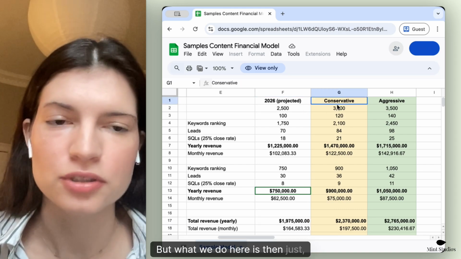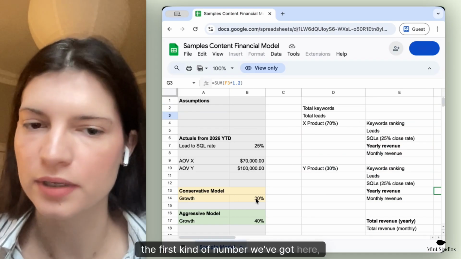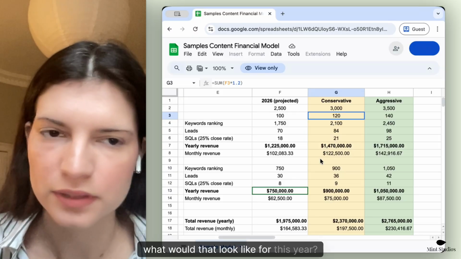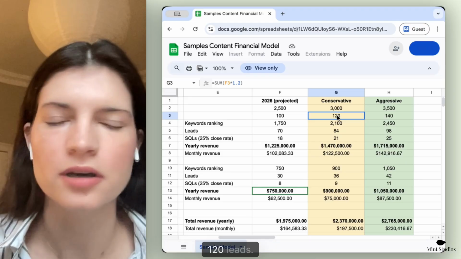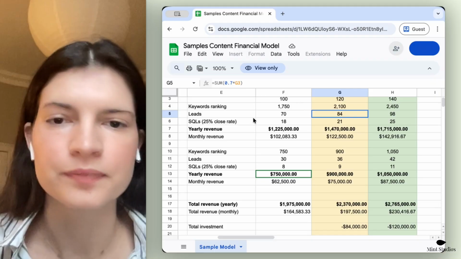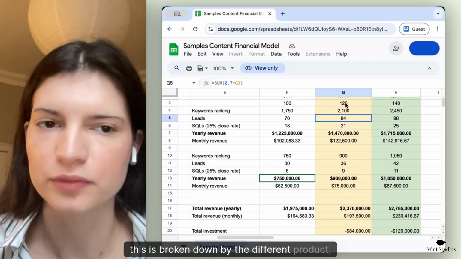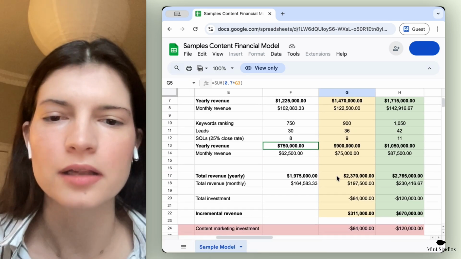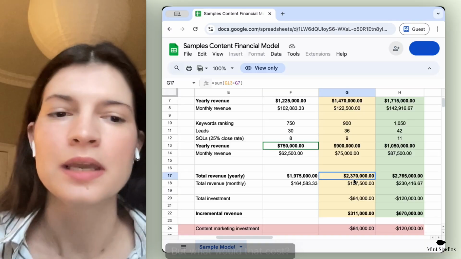But what we do here is just multiply this by the first number we've got here, 20%. So if we had a conservative model, what would that look like for this year? And you can see here that would mean an increase to 3,000 keywords, 120 leads, and then this is broken down here by the different product levels. And what's cool is you can then see, okay, well, therefore with a 20% increase, we'd reach 2.3 million. But what would that cost, right?